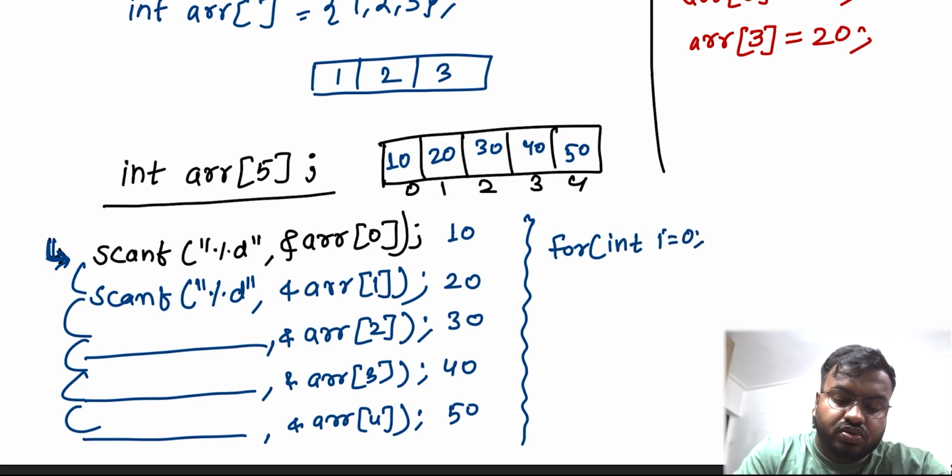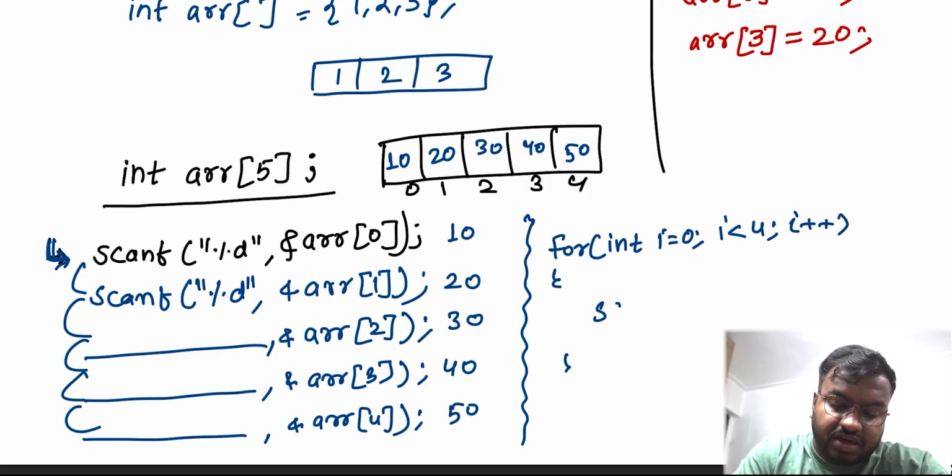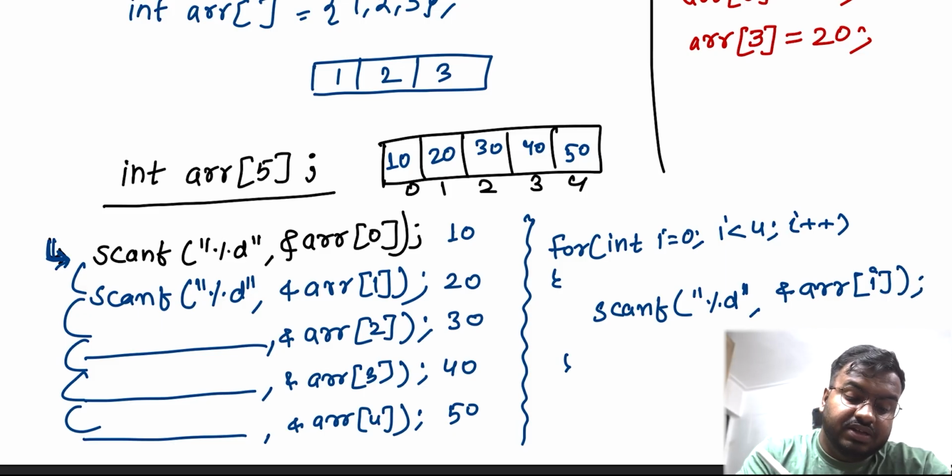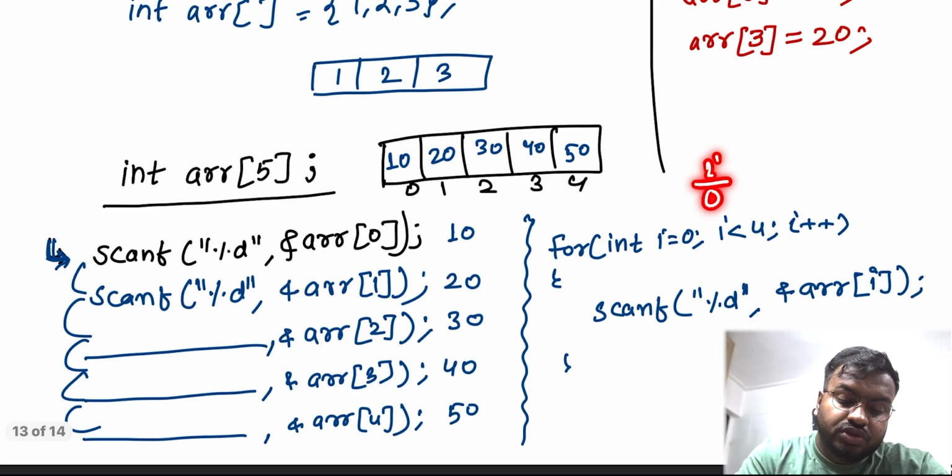Int i equals 0 and i less than 4, i plus plus. And what will I do? I will just write a scanf, then %d, and then the address of array of i, so that in every iteration i will increase. For example, I will start from 0, so this will be array of 0. In the next iteration i will be 1, so it will be array of 1.